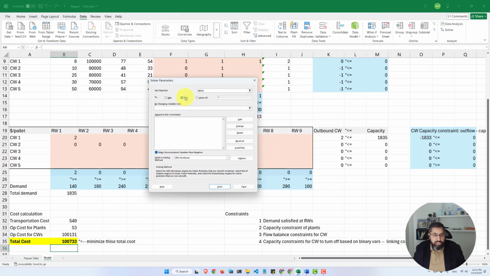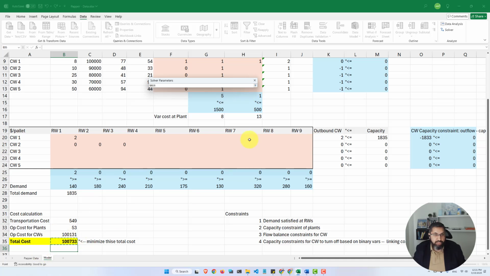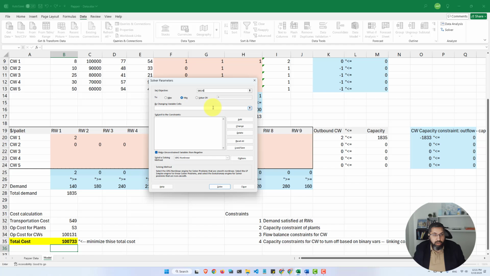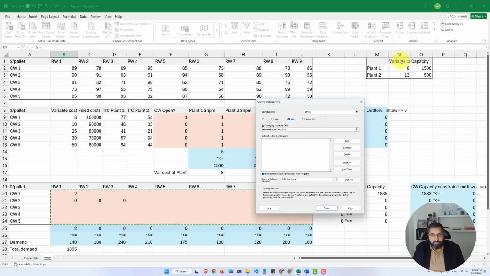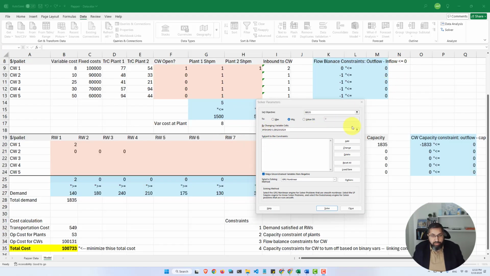So this is a minimization problem because you're minimizing cost. You don't have profit to maximize, so make sure you choose minimization. Then the total cost is right here. Minimize this cell by changing cells. The changing variable cells are your decision variables. They're all the orange cells. You're going to select all of these, put a comma, and then select all of these. Okay, so we've selected our decision variables and B35, our objective, which you want to minimize.